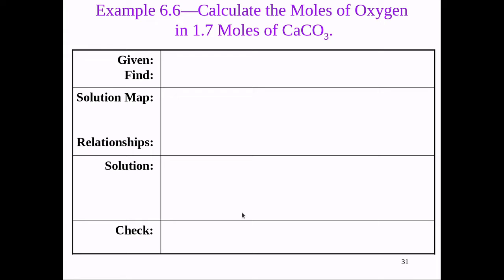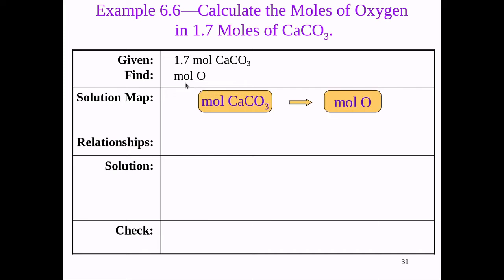Let's try a problem here. See if we can calculate the moles of oxygen in 1.7 moles of calcium carbonate. So we've seen it for 1 mole. Let's see what happens when we make it an odd number of moles. We're given that we have 1.7 moles of calcium carbonate, and we're asked to find the moles of oxygen. Our solution map is moles of calcium carbonate to moles of oxygen.